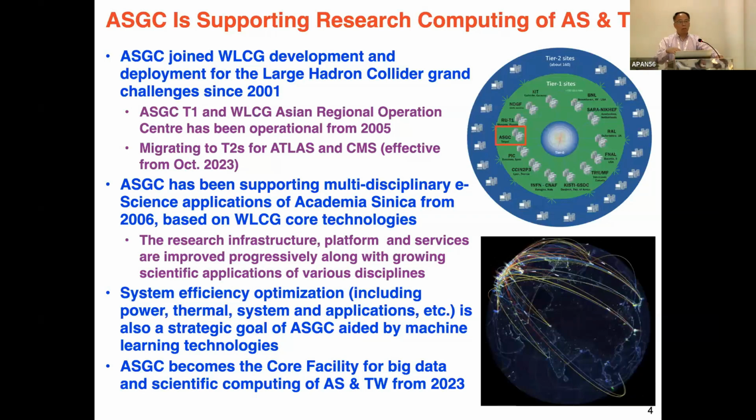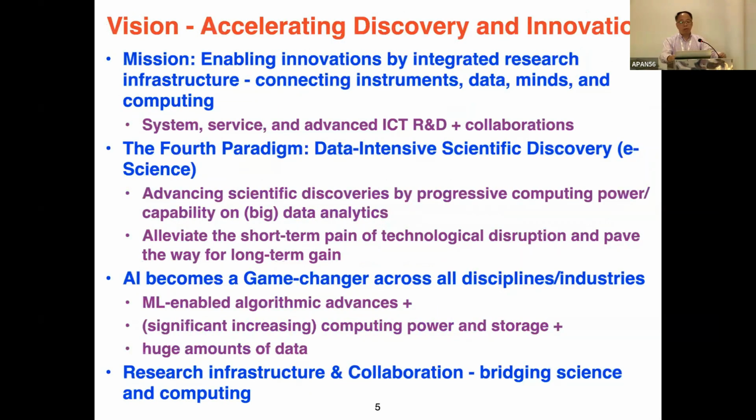And from this year, we have some funding supporting our center as the core facility for big data and scientific computing for Academia Sinica, and also for Taiwan. Of course, as part of Academia Sinica, that's the research institute for basic science. So the goal of our center is to support the discovery and innovation from the user community, from different academic groups. So as in the first slide, our center is coordinating the different resources based on the user requirements.